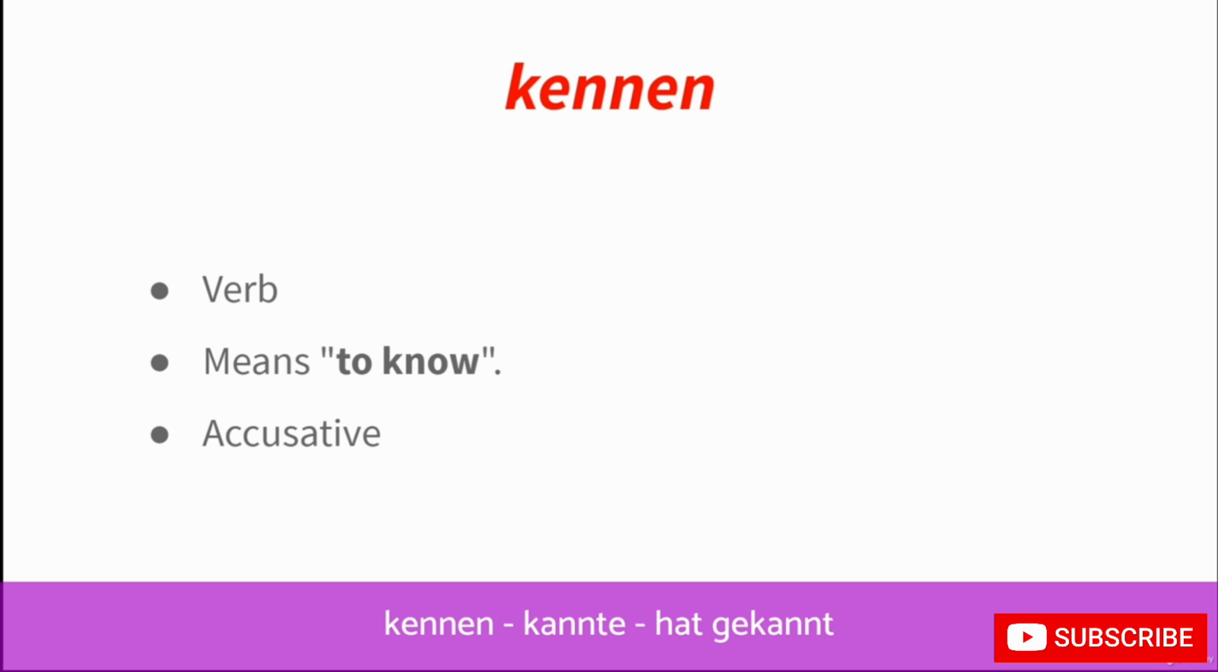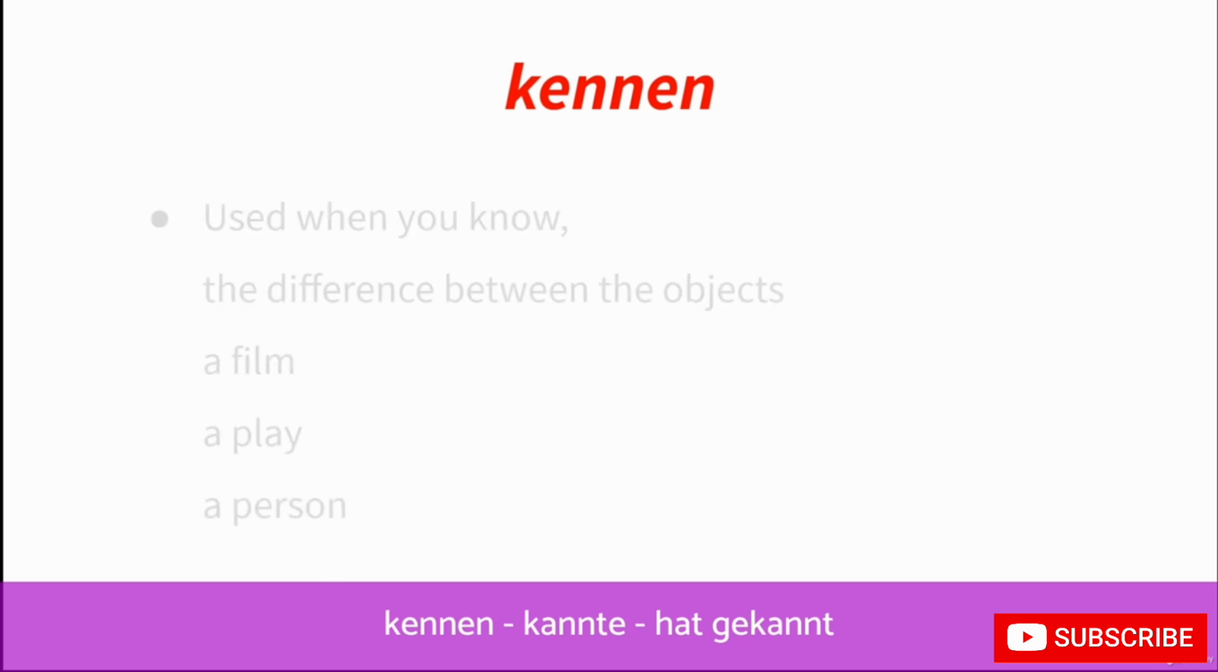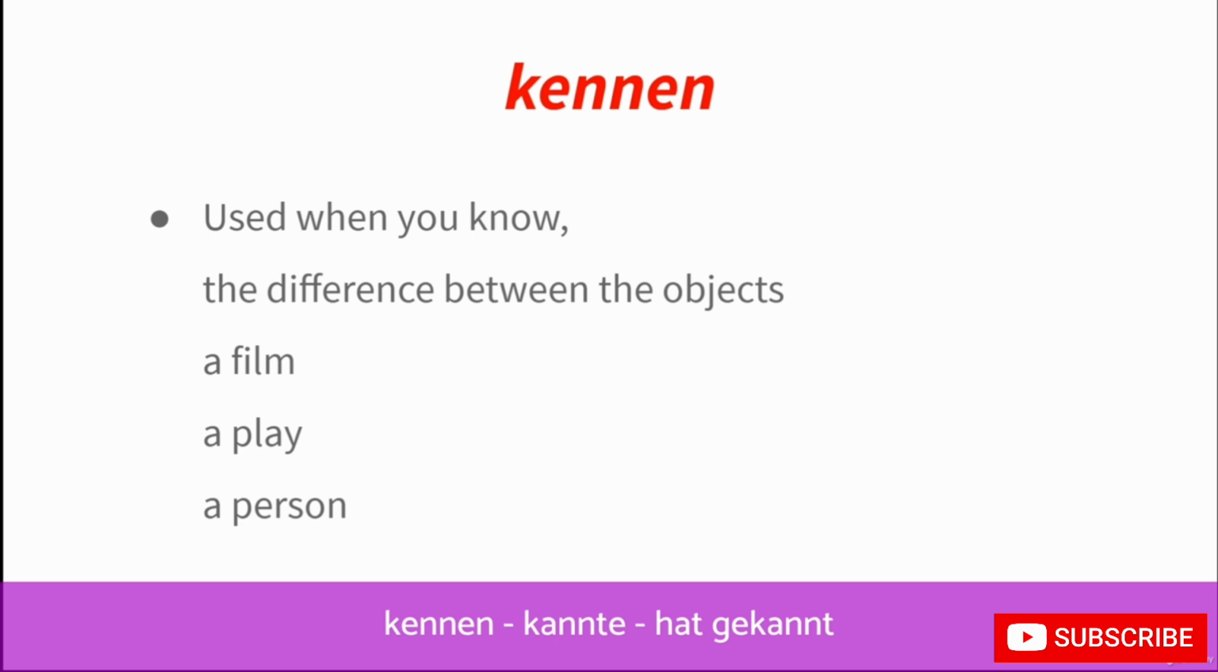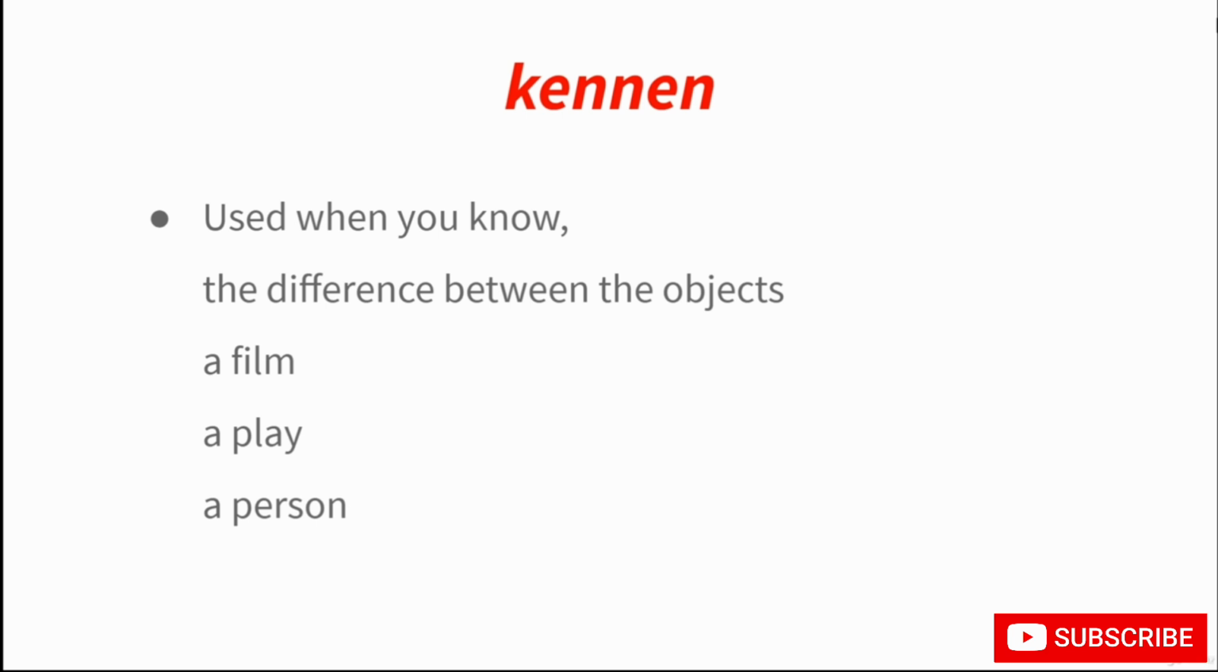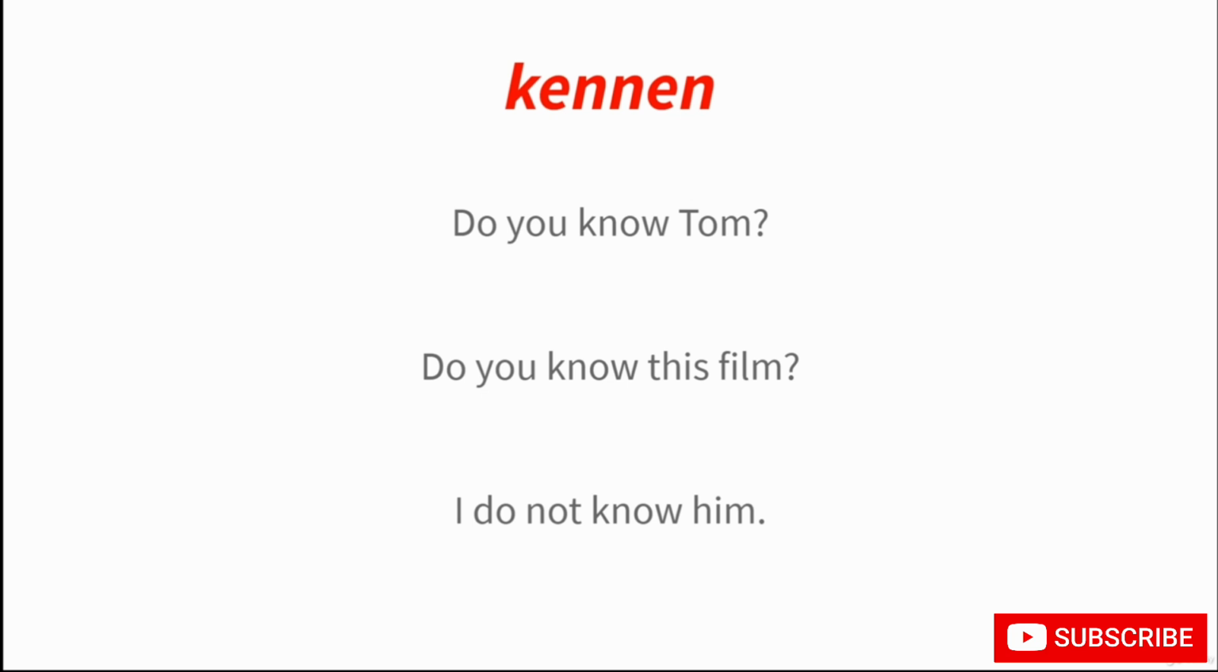Let's start with kennen. Kennen is a verb which means to know in German, and it is used with accusative case. It is used when you know the difference between the objects, a film, a play, or a person. For instance, do you know Tom? Do you know who he is? Or do you know this film? Have you ever heard about this film, for example? Or I do not know him. In this case, in German, kennen is used.